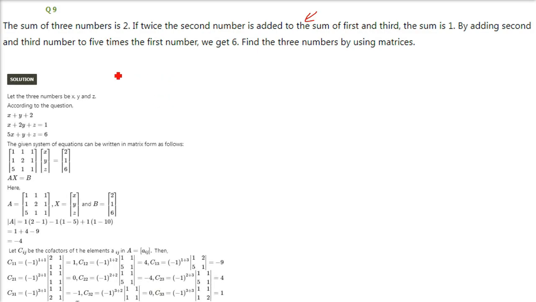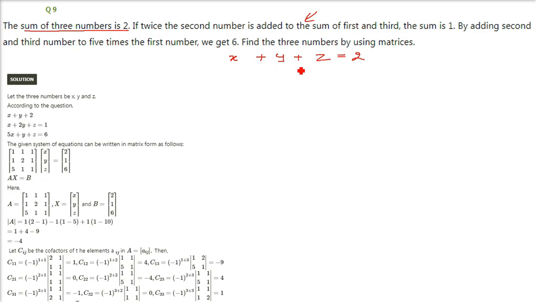So how are we going to make the equations? Sum of three numbers is 2. So let us assume one is x, the other is y, the third one is z. Sum of three numbers is 2, so x + y + z = 2. This will be your first equation.